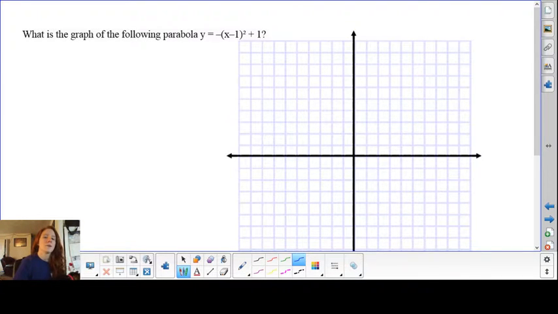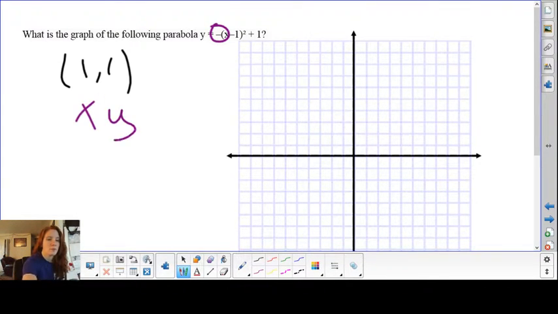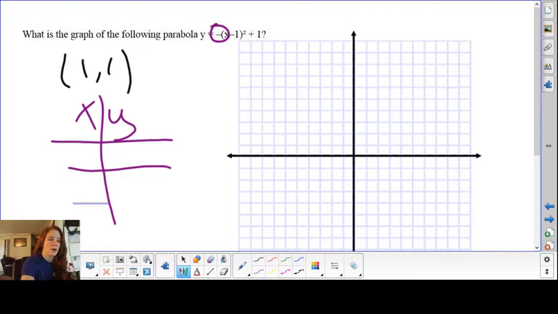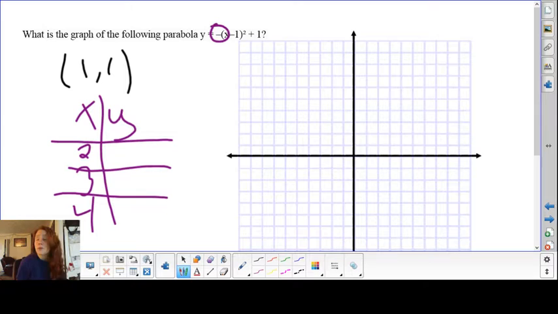Okay. We're going to go ahead and take a look at the following. Now, my vertex is still going to be at that same point of 1, 1. But if you notice, I now have a negative in front of my parentheses. That's my a value. That's going to make that go downwards. So again, I still need to pick x values, 3 to the left or 3 to the right, doesn't matter. I'm still going to just go ahead and go 2, 3, and 4. That's just what I want to pick.